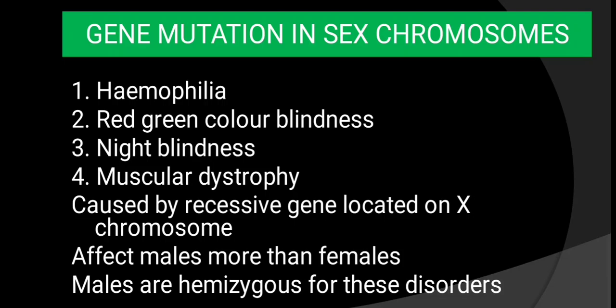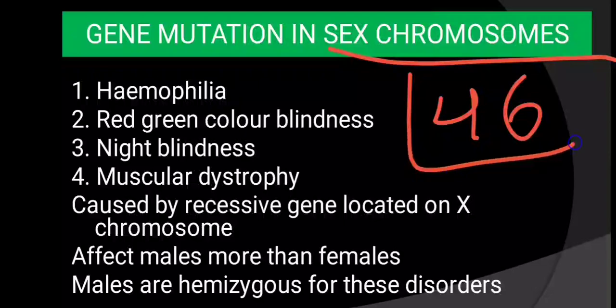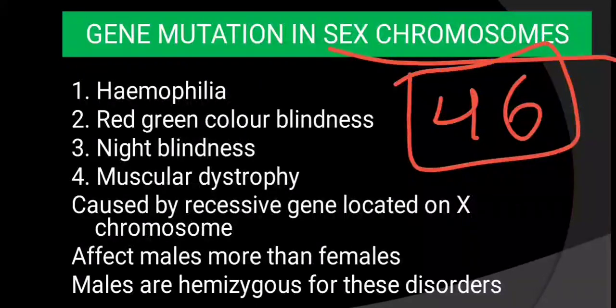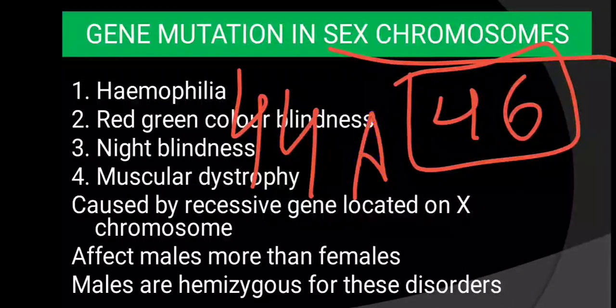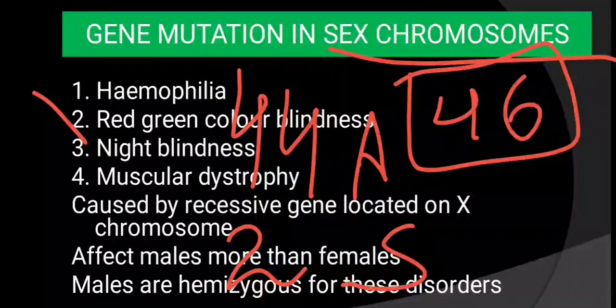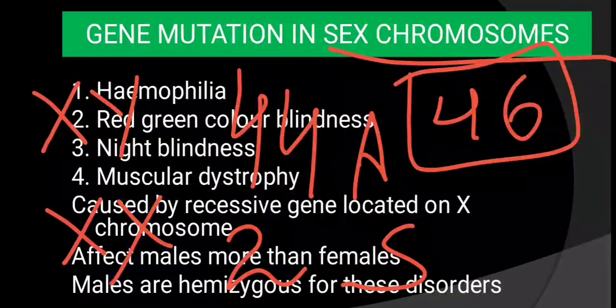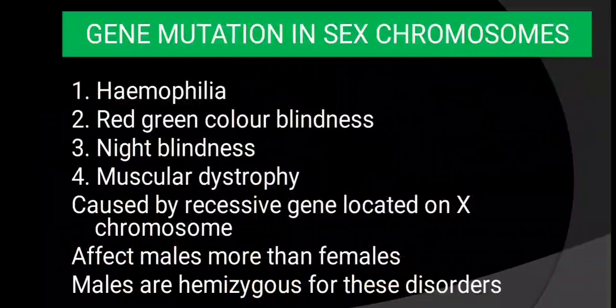So we are learning about mutation in sex chromosome. Normal humans have a total of 46 chromosomes, and from these 46, how many are autosomes? 44. 44 are autosomes and 2 are sex chromosomes. Males have XY chromosomes, whereas females have 2 X chromosomes.